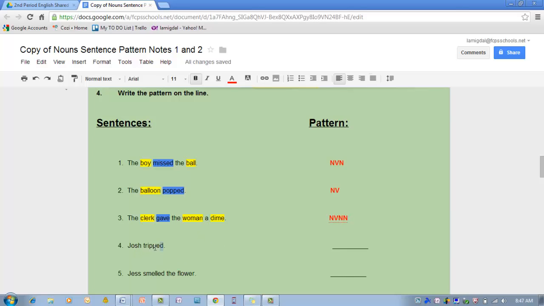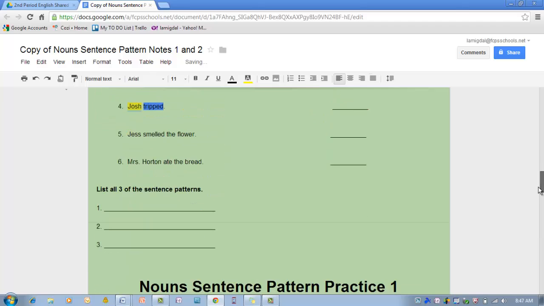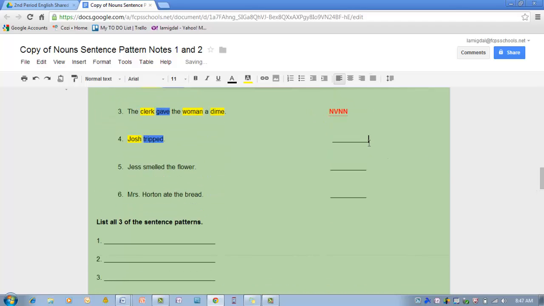Josh tripped. Two words. The action, the verb, is tripped. Go in front, and we have a noun. Goodness gracious, Mrs. Migdal. Highlight Josh, and that's going to be in yellow. And that's just a noun verb.